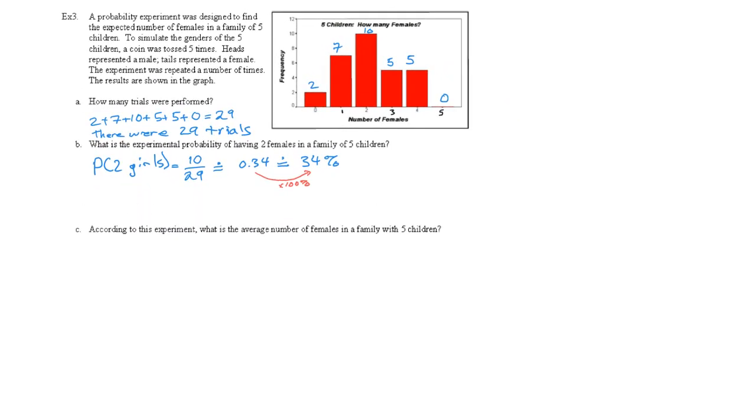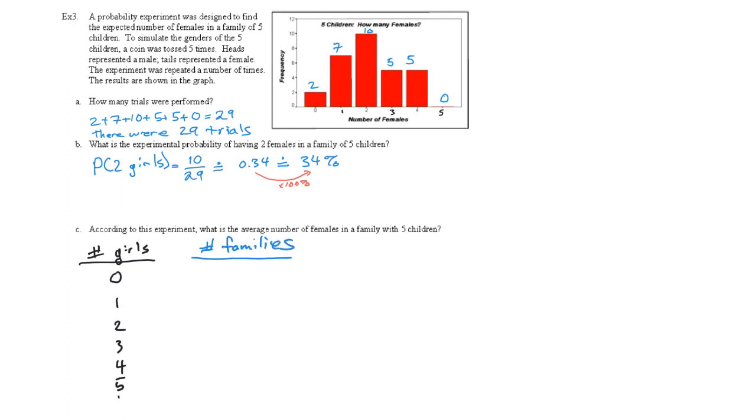Our next problem says, according to the experiment, what is the average number of females with 5 children? So to come up with the answer for the average, we have to figure out the number of girls, the number of families, and then we figure out the total number of girls. For the number of girls, we have 0, 1, 2, 3, 4, 5 possibilities of having 5 girls. So 0 through 5, right? The next column that we should have represented here are the number of families.